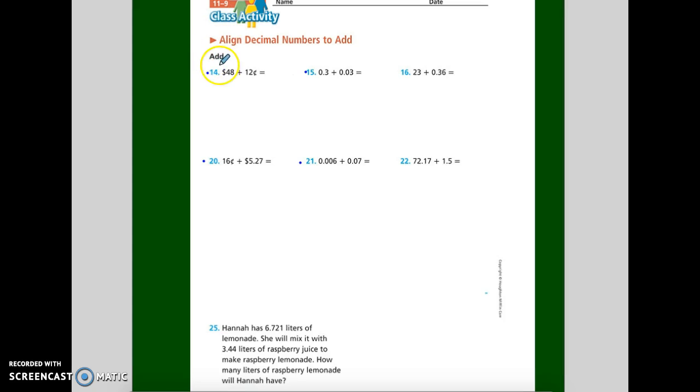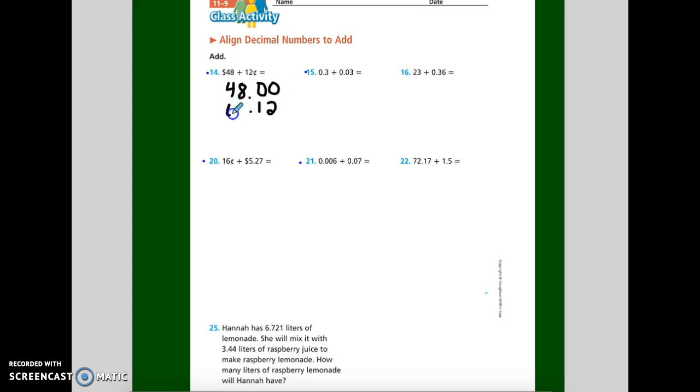So let's go ahead and look at this one. We've got $48 plus 12 cents. I'm going to write that out in decimal form. I'm going to write 48, and then follow it by the decimal, like it's a dollar amount, and I'll put my 2 zeros like we would see with dollars, and then I'm going to write my 12 cents. So I'm going to do my decimal and do my 12.